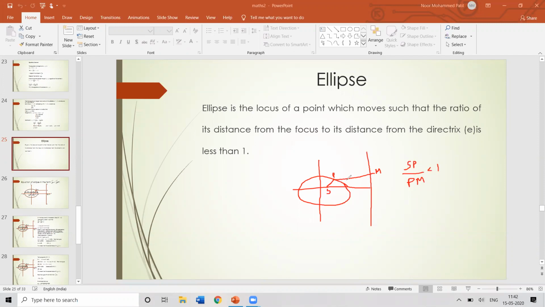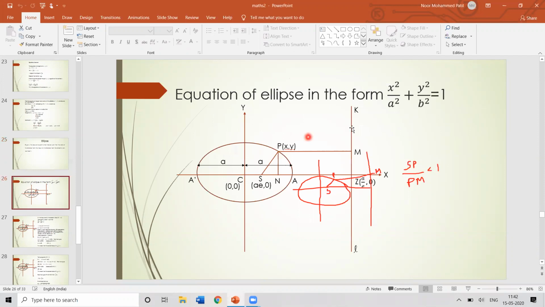Means this distance will be more. PM distance will be more than your SP distance. Means this value will be more and this value will be smaller. Then you will be getting less than 1 value. So this is what is called as ellipse. Now we'll see the derivation of ellipse.